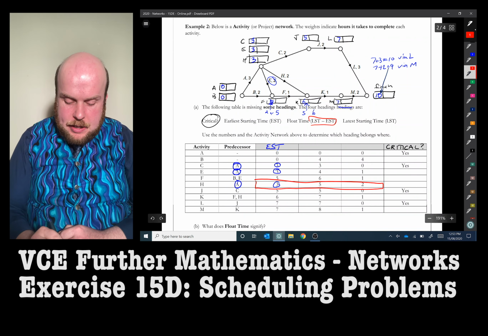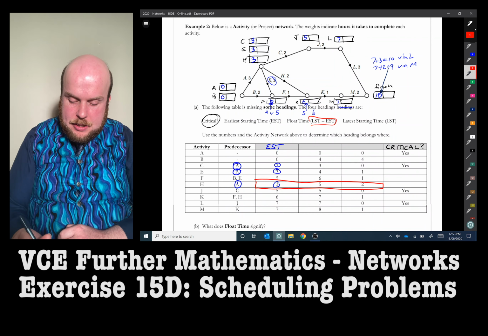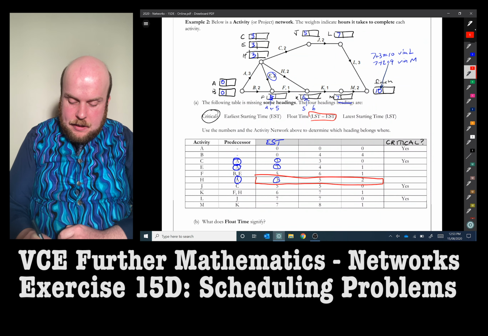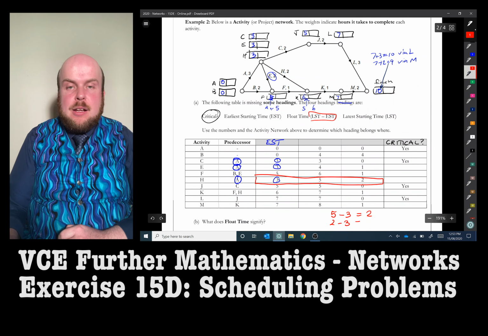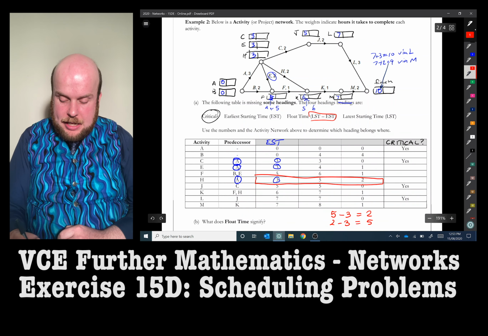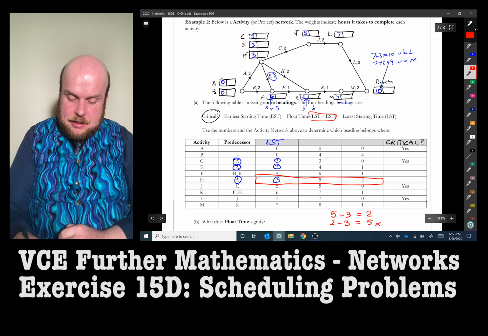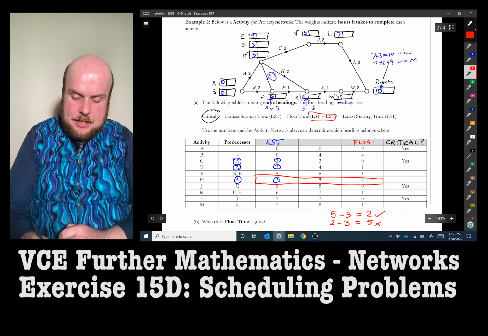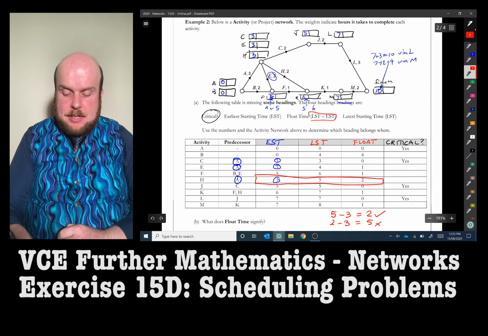So let's have a look at this number. We're suggesting that float time is the latest starting time take away the earliest starting time. So either 5 take away 3 is equal to 2, or 2 take away 3 is equal to 5. From that we can see that it's definitely going to be this. So that's going to be the float time. And this here is going to be the latest starting time.